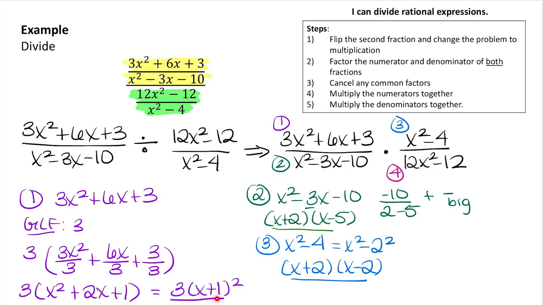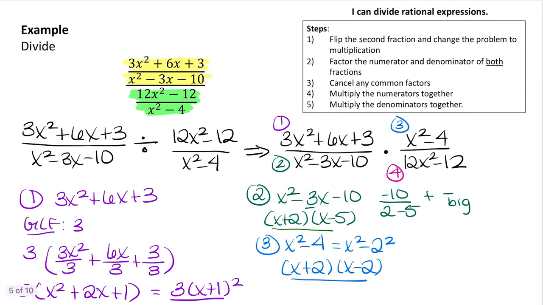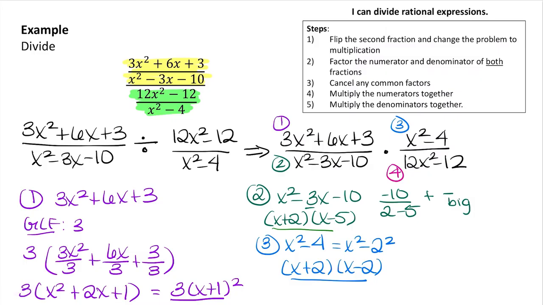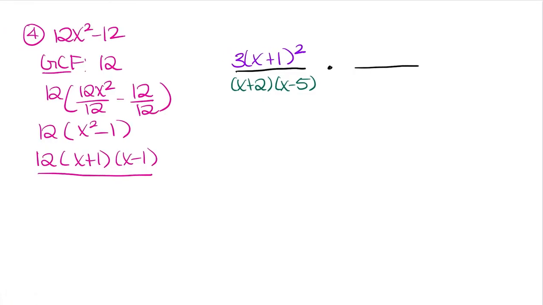So the first numerator is 3 times x plus 1 squared, so that's going to go here, 3 times x plus 1 squared. The next denominator that I had, the number 2, was x plus 2 times x minus 5. So that's going to go down here, x plus 2 times x minus 5. And then the next numerator that I have, that was this x squared minus 4 that factored into x plus 2, x minus 2. So I'm going to write that over here, x plus 2, x minus 2. And then I have finally now my 12 times x plus 1 times x minus 1, okay?